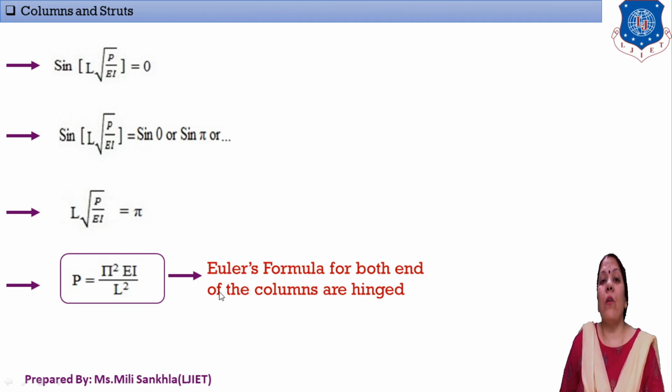Both ends of the column are hinged. This is the first derivation of Euler's formula for both ends of the column hinged. In the next session we derive another derivation for another end condition. Just now we stop here.